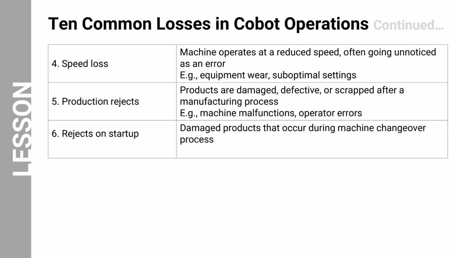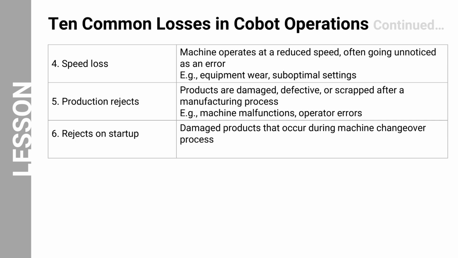Number 4. Speed loss. Speed loss occurs when a machine continues operating but at a reduced speed, often going unnoticed as an error. This can result from issues like equipment wear, suboptimal settings, or inefficiencies that impact overall productivity without fully stopping operations.